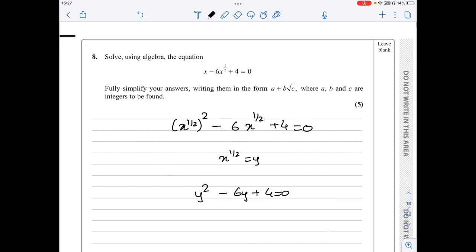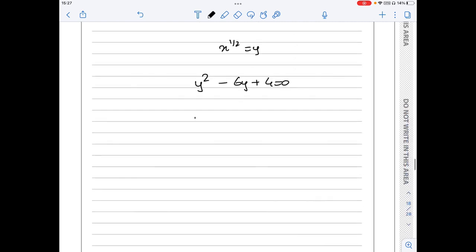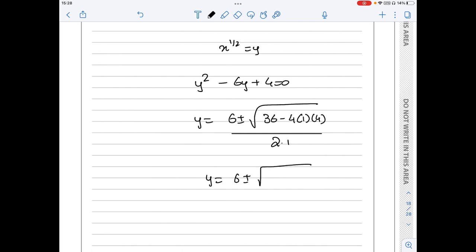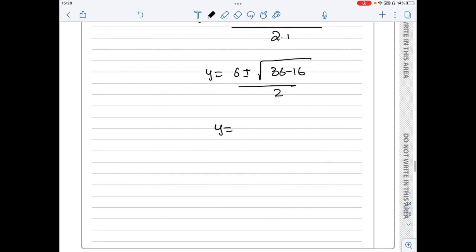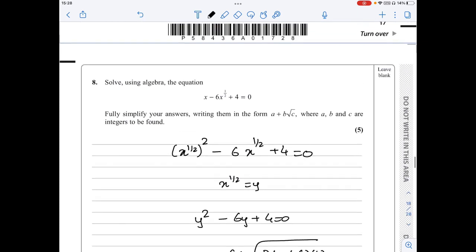It's a quadratic. Now, (-b ± √(b^2 - 4ac)) / 2a. So y = (6 ± √(36 - 16)) / 2. So y = (6 ± √20) / 2. y = (6 ± 2√5) / 2. So y = 3 ± √5. That is the value of y.